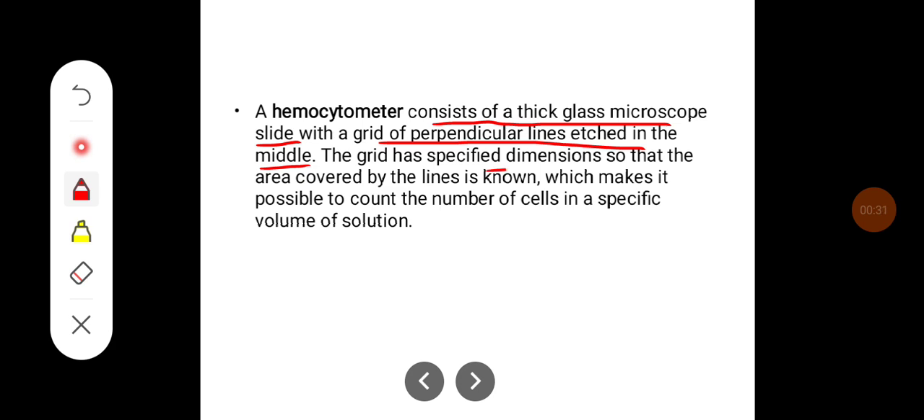A hemocytometer consists of a thick glass microscope slide with a grid of perpendicular lines etched in the middle. The grid has specific dimensions so that the area covered by the lines is known, which makes it possible to count the number of cells in a specific volume of solution. So then the number of cells can be converted into the number of cells present in 1 cubic millimeter.